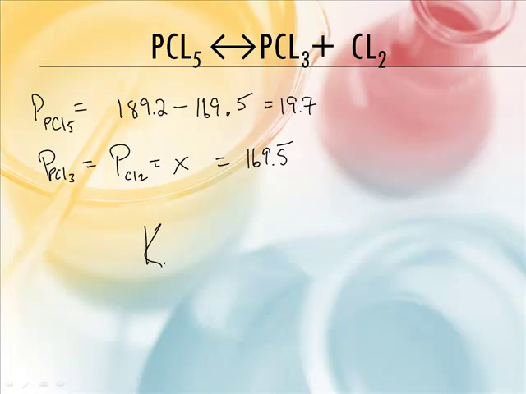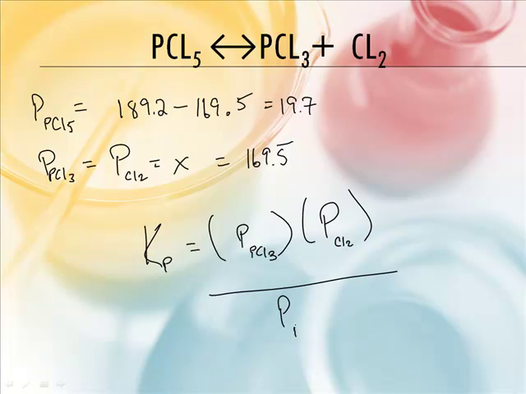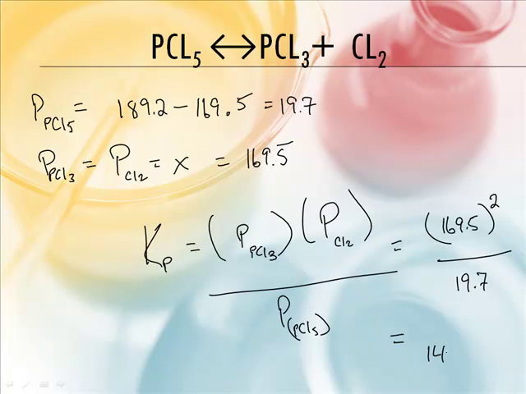Now the overall K, or the Kp, of course, is the partial pressure of the PCl3 times the partial pressure of the chlorine divided by the partial pressure of the PCl5. All 1 to 1 to 1, so this will just be 169.5, the same number, squared, over 19.7. So the equilibrium constant, 169.5 squared, divided by 19.7 gives me 1458. Or we'll call that 1460 in sig figs.